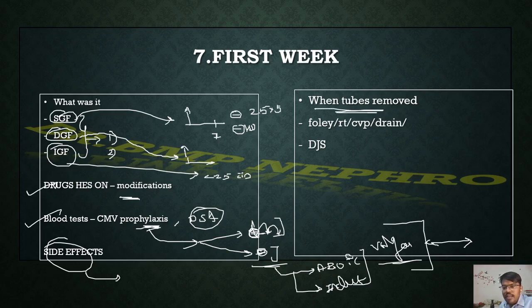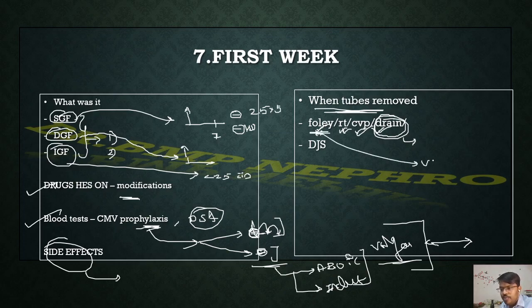And another important thing at the end of the first week is that you have to tell when these tubes were removed: when the arterial line was removed, central venous pressure catheter removed, drain removed, Foley's removed. If the patient has any perinephric collection, the drain might be retained. Usually it will be removed within 5 days. If it is removed after the 5th day, there is a high chance the patient has a perirenal collection. Perirenal collection might lead to UTI, or you can suspect any obstruction. These are all the factors you will get.